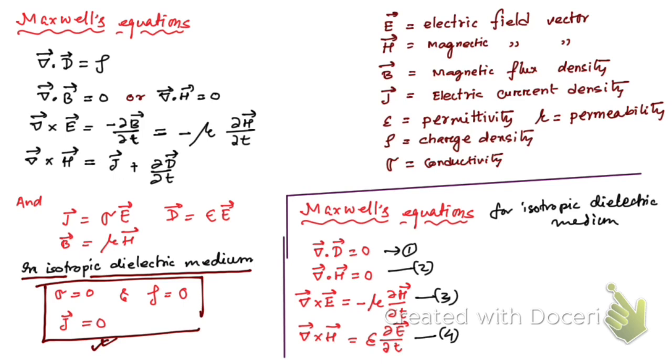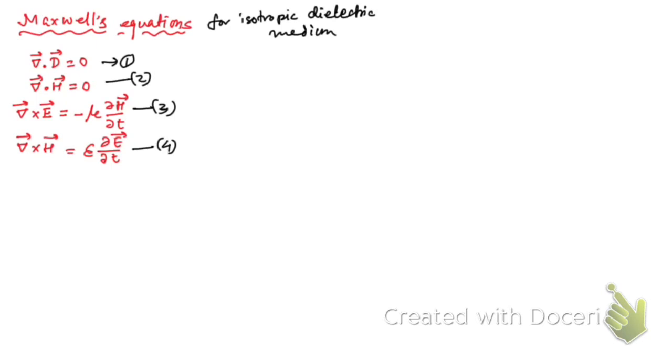Now let me write those equations in a new slide. Okay, so these are the equations we have got now. Now what we're going to do is take the curl of equation number 3. Taking the curl of equation number 3 on both sides, let me copy equation number 3. So here is equation number 3, then we're going to take the curl on both sides.